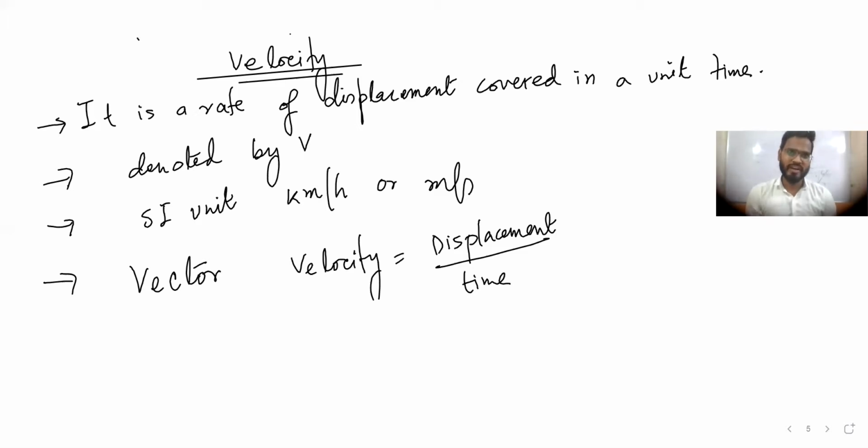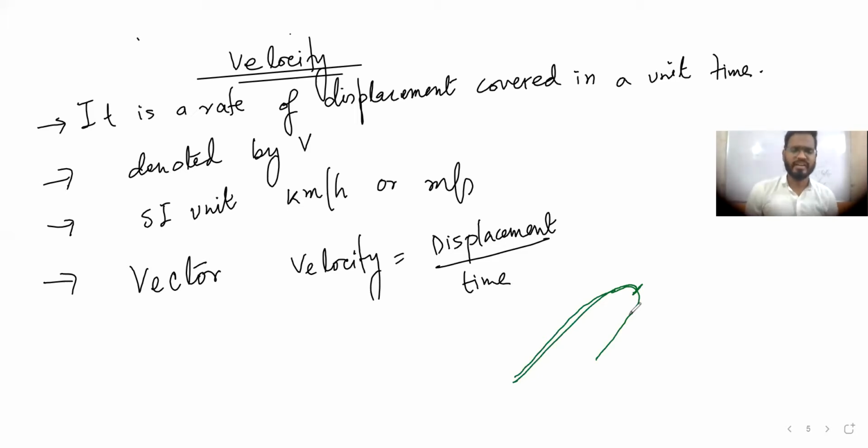Suppose you are going like this, and suddenly a turn comes and you come here like this. Your speed increases, then decreases, so whenever the magnitude of the speed changes, velocity changes too. Also there will be a change in direction. And second, whenever the direction changes, that is also a change in velocity. So velocity is the rate of displacement covered in unit time, denoted by capital V, and its unit is kilometer per hour or meter per second.